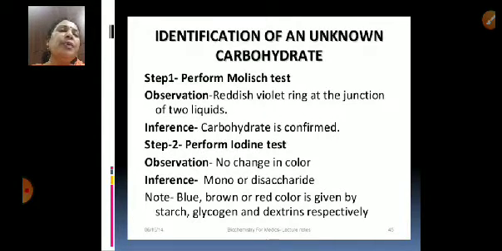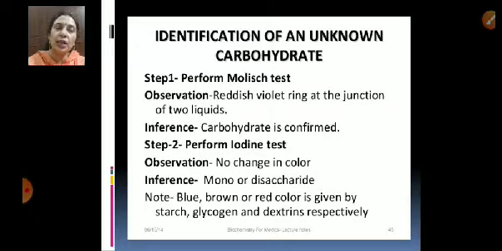The first test that we perform is Molisch test. After performing Molisch test, if we get a reddish violet ring at the junction of two liquids, the inference is that carbohydrate is present. The given unknown compound is a carbohydrate. Then we perform iodine test.